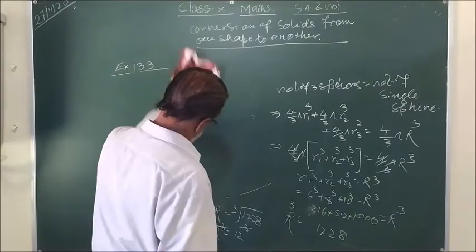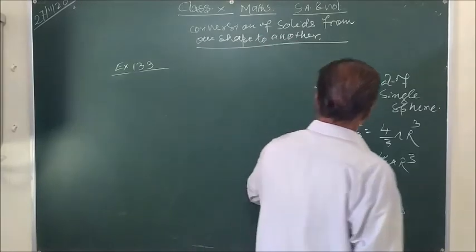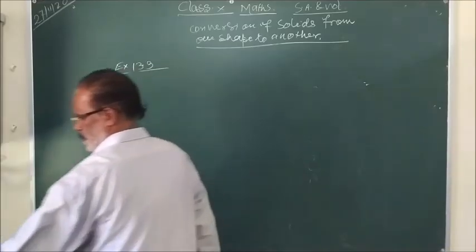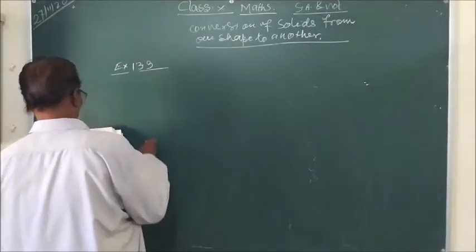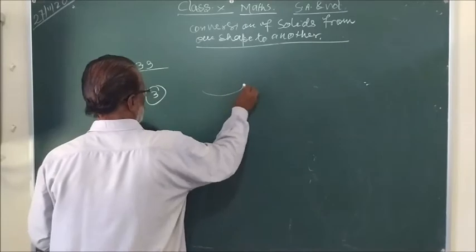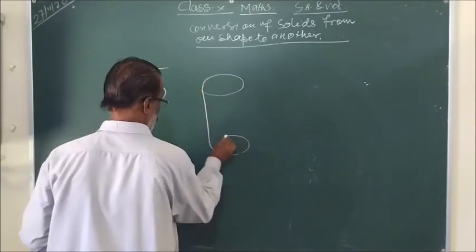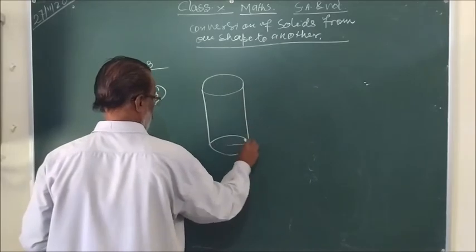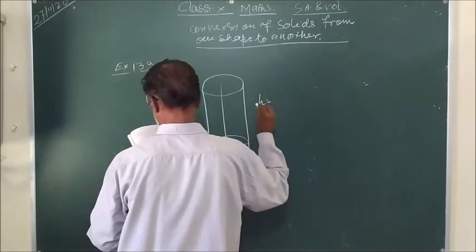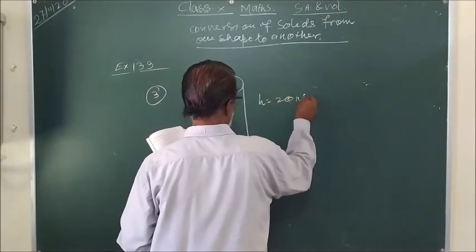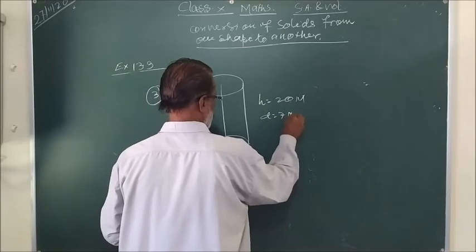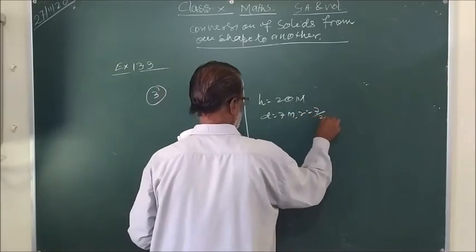And now I would like to explain at least one more question, and then you will try to solve. I will only explain. Now you see number 3. A 20-meter deep well, this well is just like the shape of a cylinder. Deep, depth, this is the height. The height is 20 meters. Diameter is 7 meters, sorry. So radius is 7 by 2 meters.